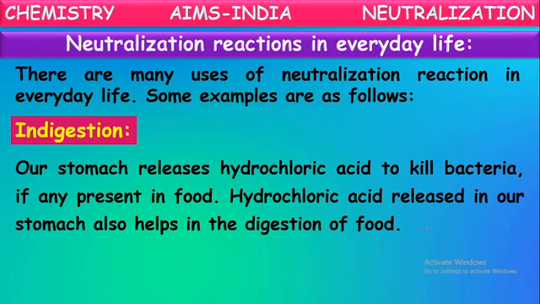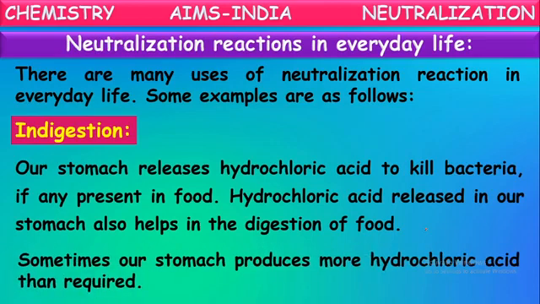So what is the function of this hydrochloric acid in our body? It kills the germs or bacteria that enter our body along with the food. Not only that, the hydrochloric acid released in our stomach also helps in the digestion of food. This hydrochloric acid is produced in the stomach in the form of gastric juice. It kills the bacteria, and it helps in the digestion of food as well.